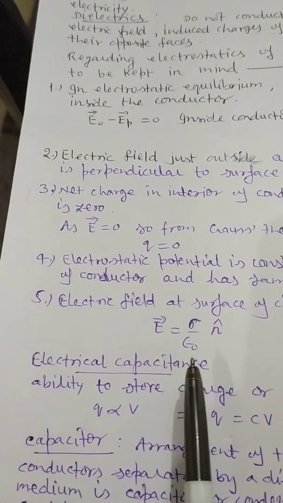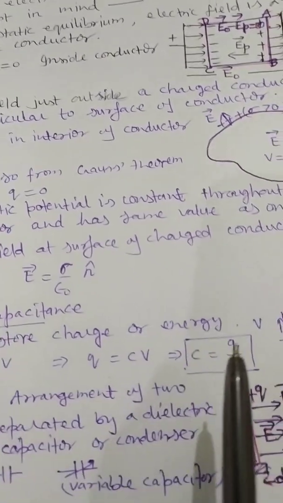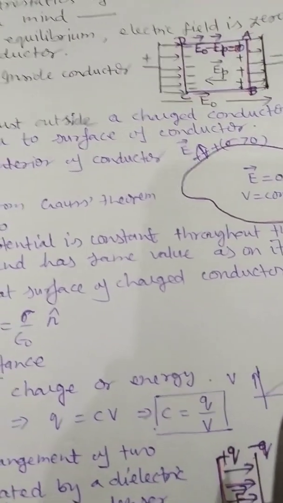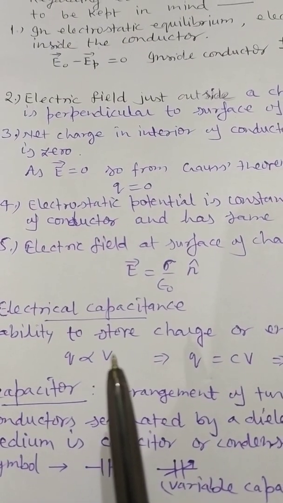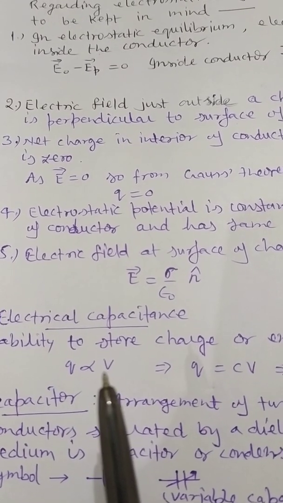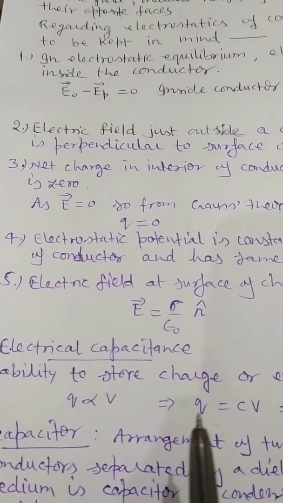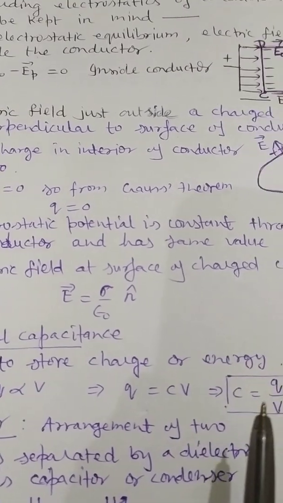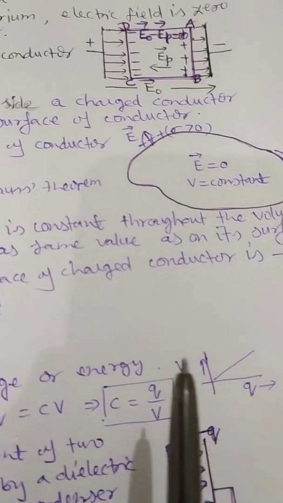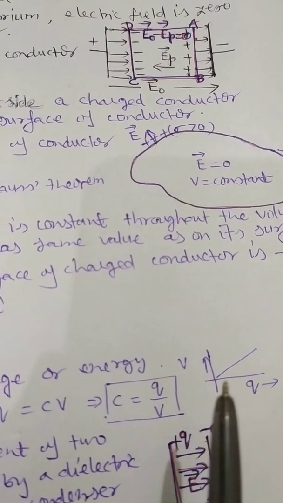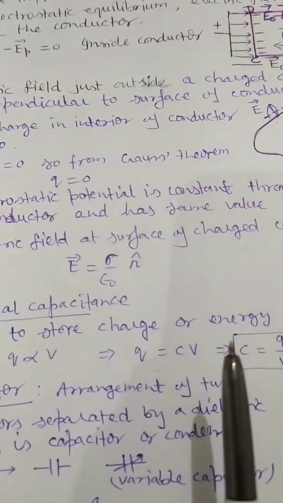So capacitance of a conductor in general is nothing but the ability to store the charge, or we can say also energy. That is, we have mathematically Q proportional to V. The more the charge is given, the more the potential of the conductor will rise. Or we can have Q is equal to C into V, or C, the capacitance of the conductor, is equal to Q upon V. We can plot the graph. Definitely it is going to be a straight line between Q and V. For the given conductor, C will be constant.